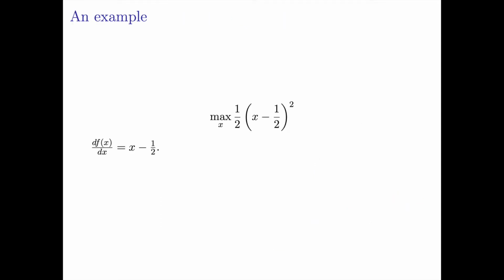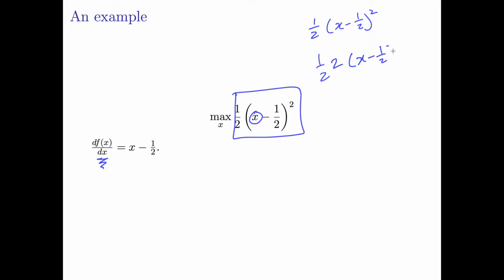Let's do an example. Let's take this function f of x, which is 1/2 times (x minus a half) squared. The objective is to find the value of x that gives us the highest value for 1/2 times (x minus a half) squared. We do that by taking the derivative of f with respect to x. The derivative of this is 1/2 times the derivative of this part, which is 2 times (x minus a half). We're using the power rule here. The 2's cancel, and so we're left with x minus a half as the derivative.